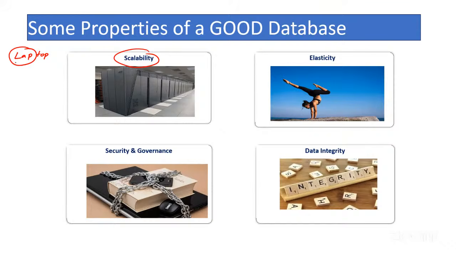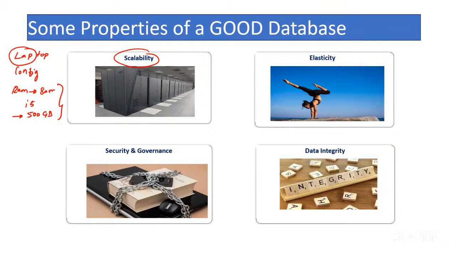Laptop configurations. Okay. How much is the RAM? 8 GB RAM. What is the processor? It's an i5 processor. What is the storage? 500 GB of storage. This is a basic configuration of any laptop you go and buy.